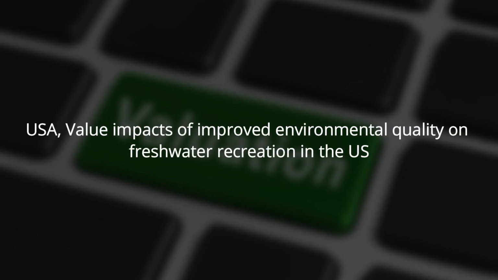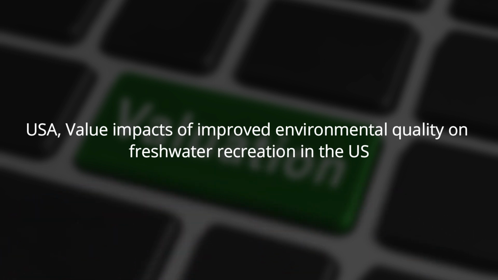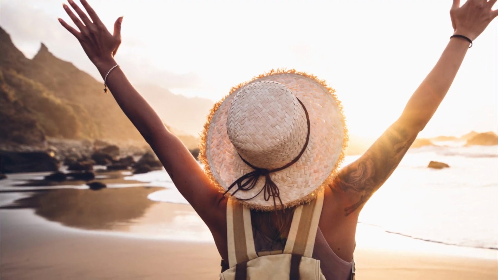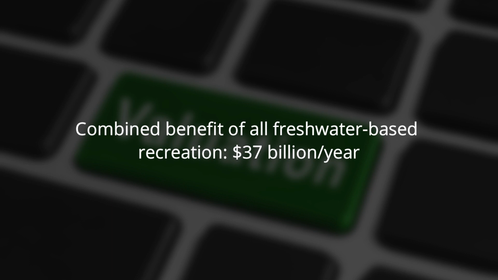For example, in the USA, the value impact of improved environmental quality on freshwater recreation has been considered a very good way to assess and use the approach of the travel cost method. And in this case, by seeing how many people and tourists are visiting these freshwater recreation areas, and how much cost they are paying to visit these areas to have the benefit, a combined benefit of all freshwater based recreation can be calculated. So in this case, this can be billions of dollars to have these freshwater recreation values and services available to a large number of tourists and customers.